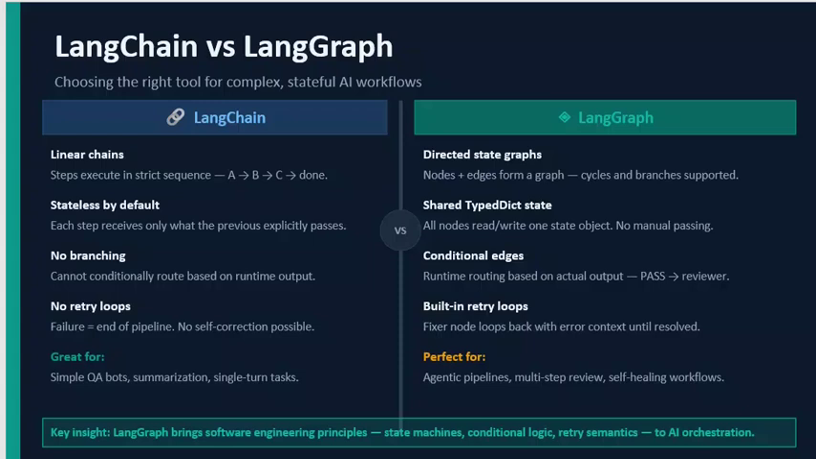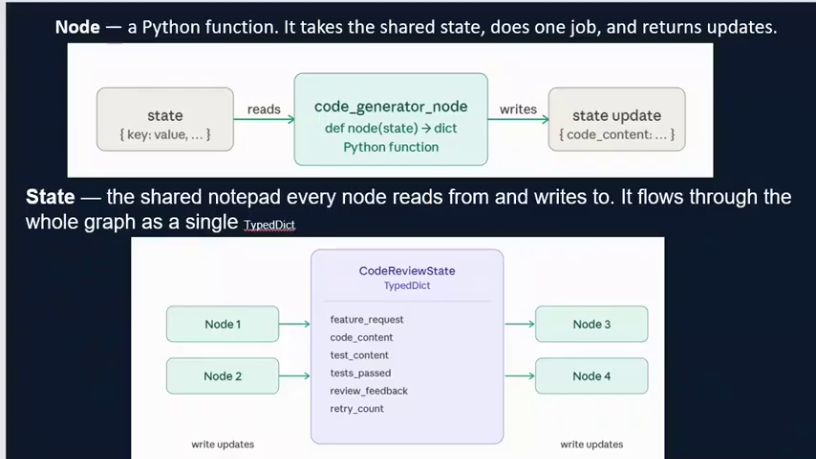Before we move on to the graph, let's understand three important concepts. The first is the node. It's a Python function. It takes a shared state and does one job. It's what is shown in green. The state is what the node reads and also writes as each node runs. So the state is kind of a shared notepad. Every node reads from it and writes to it. It flows through the whole graph as a single TypedDict.